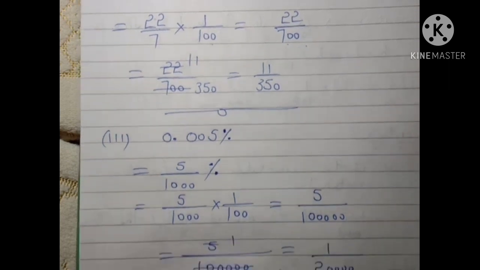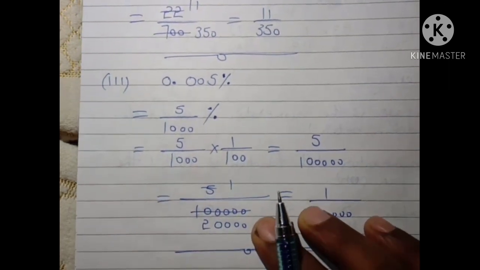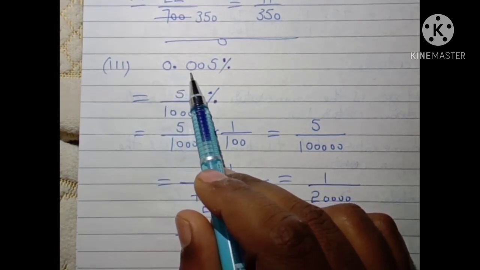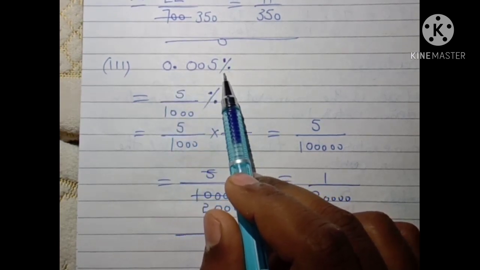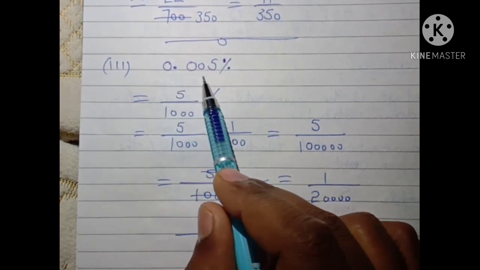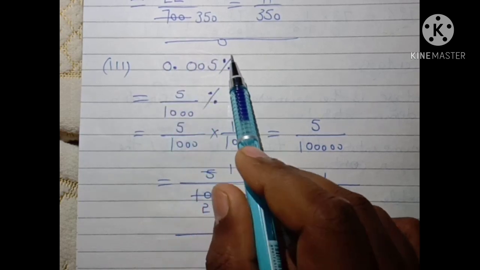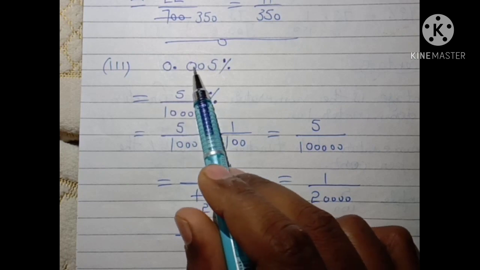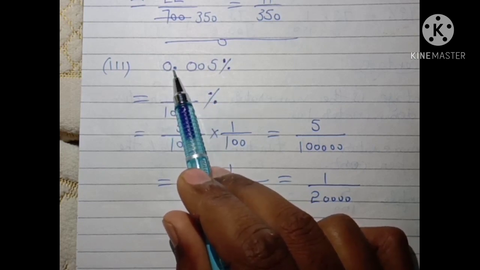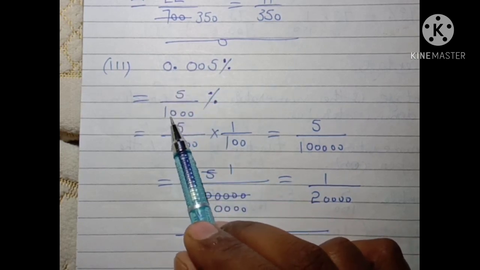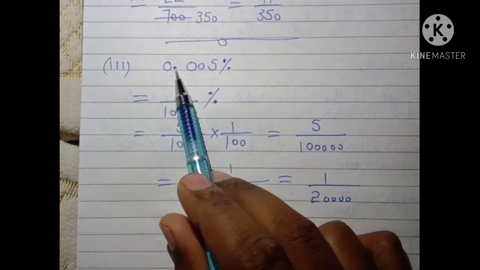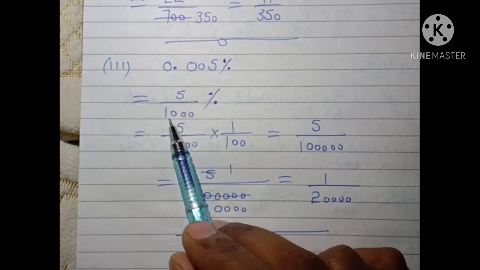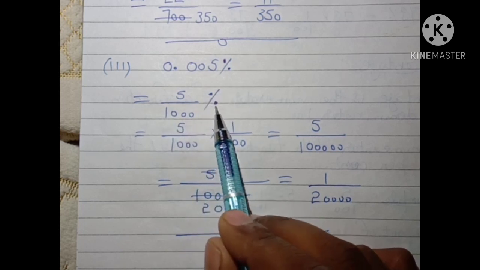So it is also very simple. And now you can see the third part of this first sum, and you can see here also 0.005% is given to us. Again, first of all we have to solve this term only and write down this percentage symbol as it is, and it will become 5 over, you can see how we can remove this decimal. It will become 1 into 1 2 3. So after the decimal there are 3 digits, so write down 3 zeros here. So it will become 5 over 1000 and then percentage as it is.